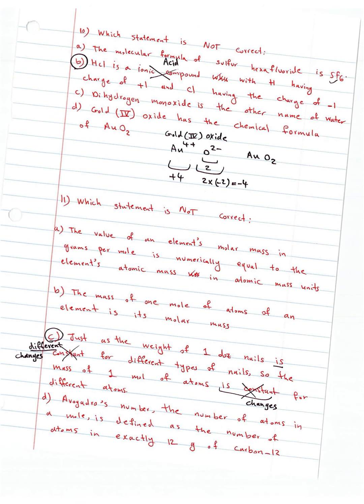Which statement is not correct? The molecular formula of sulfur hexafluoride is SF6. That is correct. HCl is an ionic compound. It has H, is an acid. It doesn't have metal or ammonium, so it's an acid. And then here, dihydrogen monoxide is the other name of water. That is correct because that is dihydrogen monoxide. And then gold 4 oxide has the chemical formula of AuO2. I just wrote that, so AuO2.